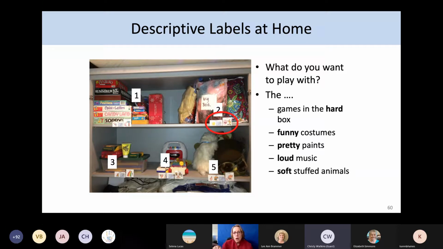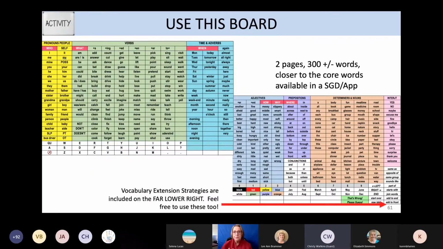If she pointed at the word funny on her board or said it with her device, then we looked at the costumes. Pretty meant anything with arts and crafts. Loud was everything with music. Soft was any one of her stuffed animals. So we could start describing things that way, so we could talk about what we do with them or a characteristic of these objects.